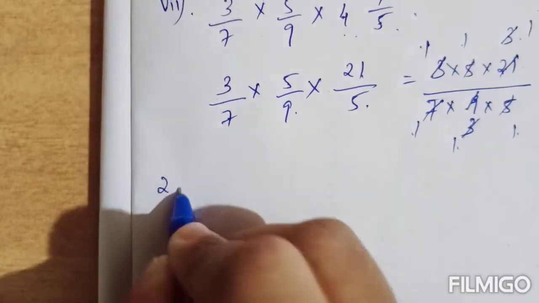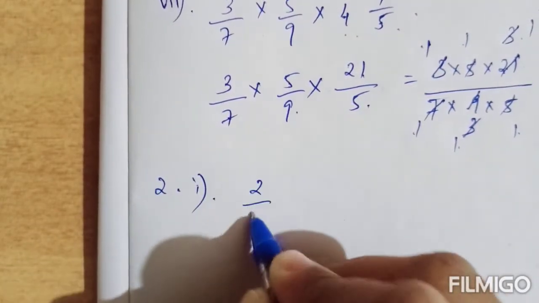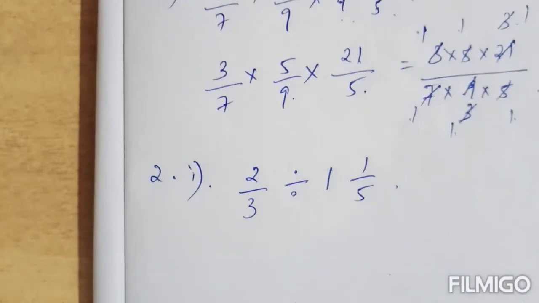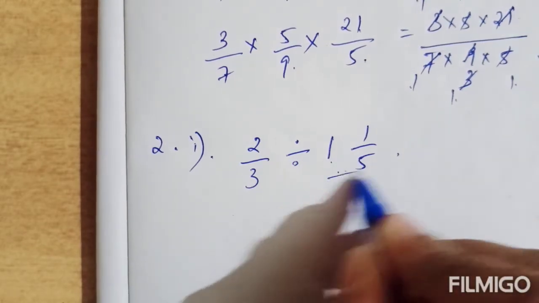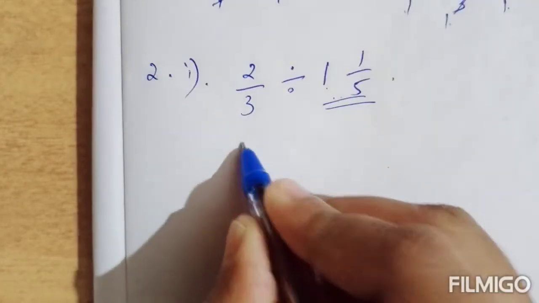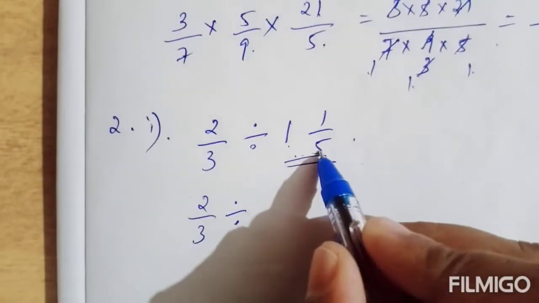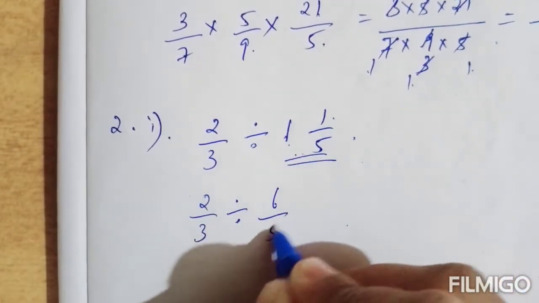Okay. Do the 8th question as homework. Now second question, simplify. In that first one, 2 by 3 divided by 1 by 5. So this is division of fractions. How to divide two fractions? So this fraction is given in mixed form. First convert that to an improper fraction. 2 by 3 divided by, converting this to improper fraction, 5 into 1 is 5, 5 plus 1 is 6 by 5.